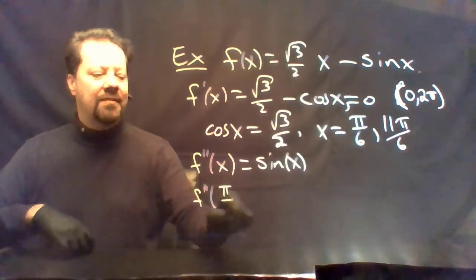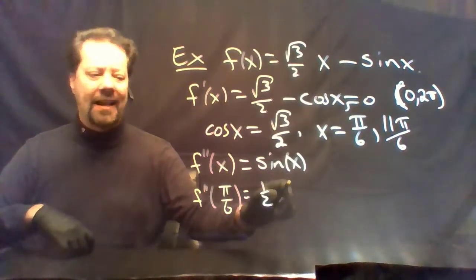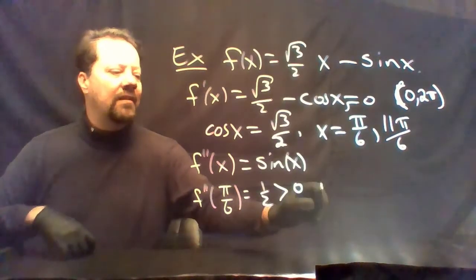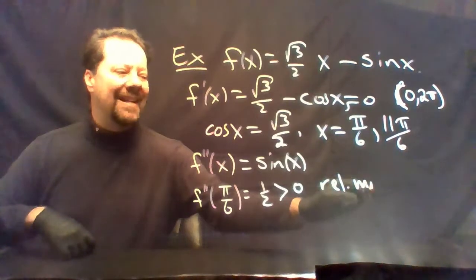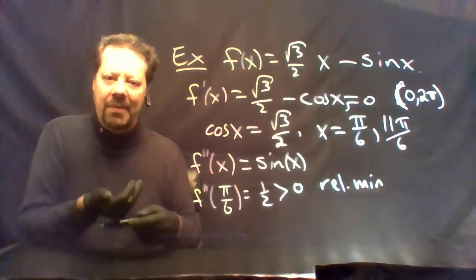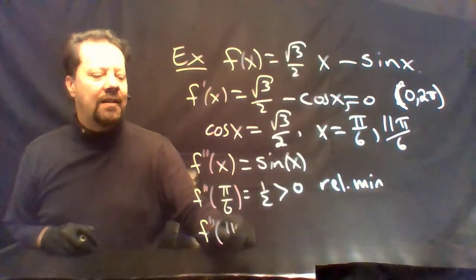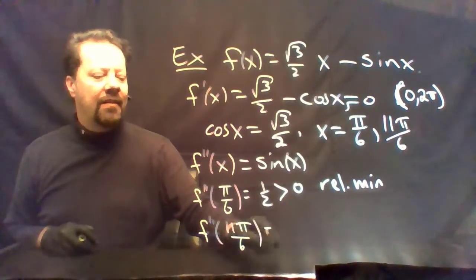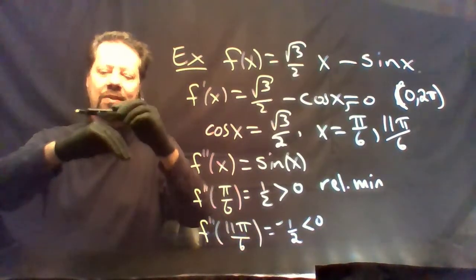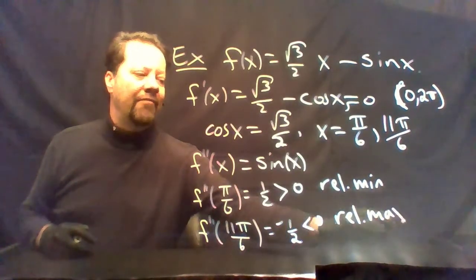Evaluating at pi over 6, we get the sine of pi over 6, which is 1/2, and that's positive, which means we're concave up at this point. We have a relative min. At a place where your slope is 0 and you're concave up, it must be a local min. At 11 pi over 6, we get negative 1/2, which is negative. It's concave down at a place where the slope is 0. That must be a relative max.